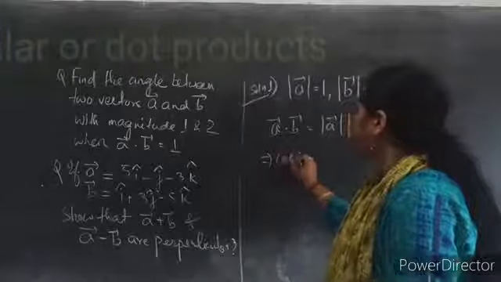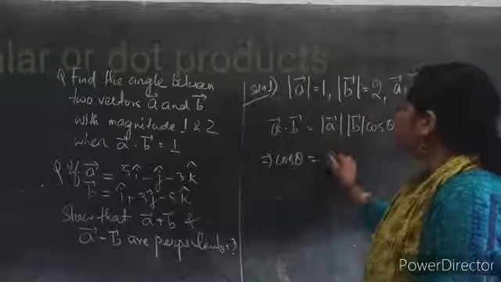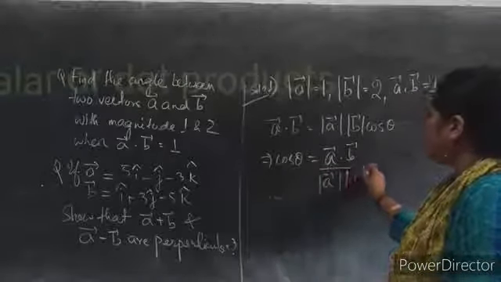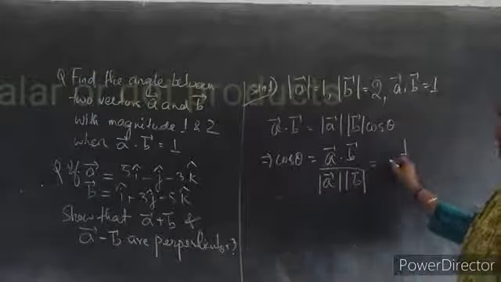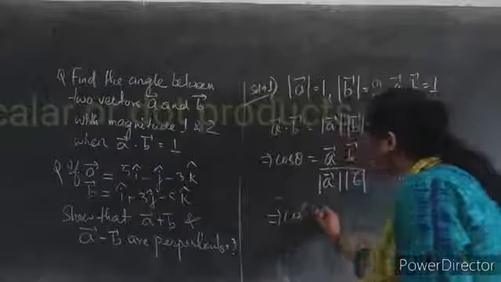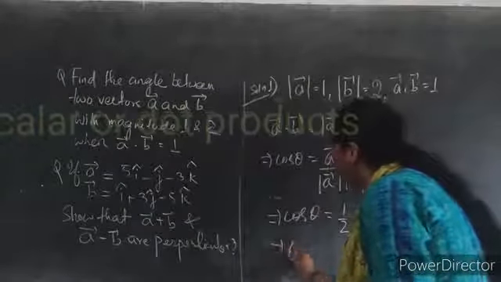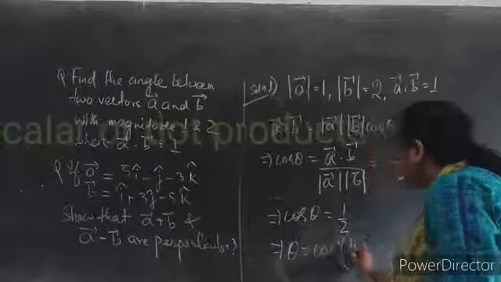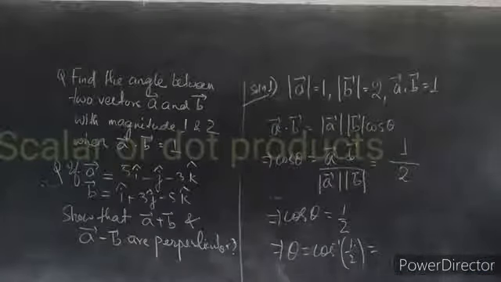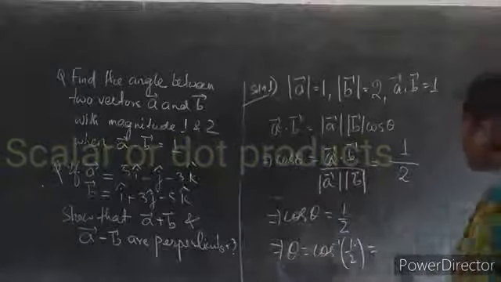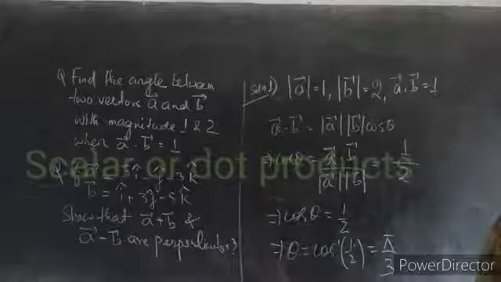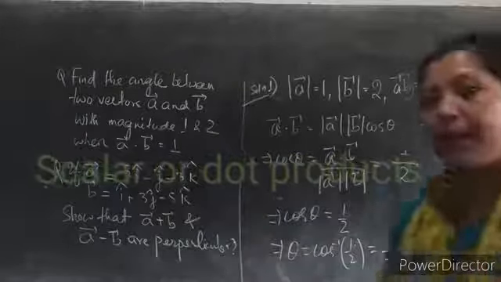That means we can write cos theta is A dot B upon magnitude of A into magnitude of B. A dot B is already given as 1, divided by 1 into 2, which is 2. That means cos theta is equal to half, that is, theta is equal to cos inverse half. As we know, the value of cos that gives us half is 60 degrees, so you can write this as pi by 3. In this way we find the angle between the two vectors A and B.